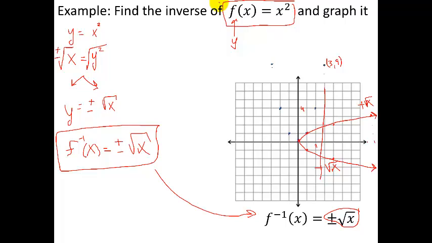Okay, that's it for this video. I hope that gave you a quick reminder about inverse functions and a specific example related to the square and square root. We're going to dive a lot more into this function here, the square root of x, coming up next.